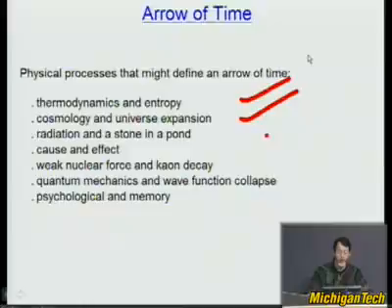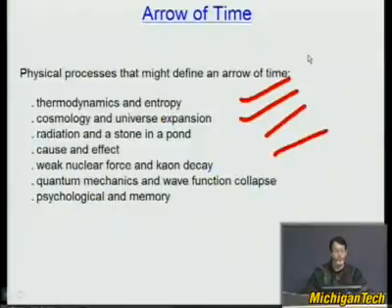Radiation and a stone in a pond. If you throw a stone into a pond, you see circles emanating from it. You should be able to know which way that goes. Cause and effect, more general. You know something causes something else. You have knowledge of that. Shouldn't that orient the arrow of time?